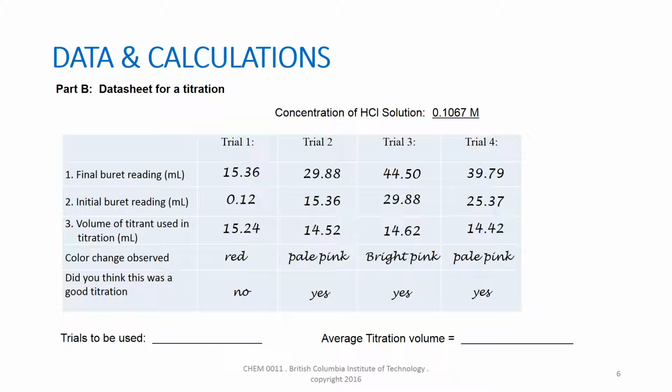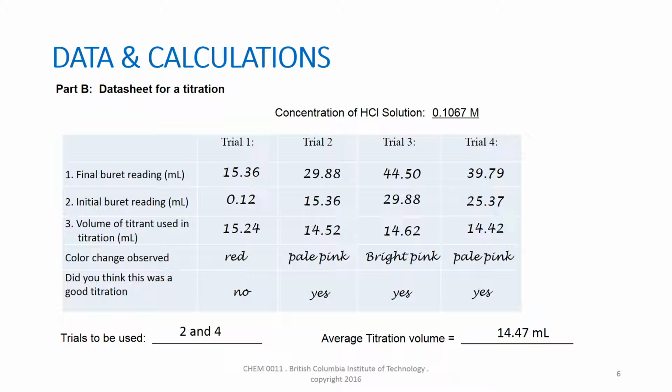This is another example of what the raw data may look like. The results of the 4 titrations are 15.24 milliliters, 14.52 milliliters, 14.62 milliliters, and 14.42 milliliters of NaOH used. Trial 1 has a red endpoint, and its volume is simply more than the other 3 trials, so trial 1 is discarded. Trials 2 and 4 differ by 0.1 milliliters, but both are within 0.1 milliliter of trial 3. Since trial 3 has a darker endpoint, it is discarded. In this case, trials 2 and 4 are used to determine the average titration volume. The average of 14.52 and 14.42 is 14.47 milliliters.